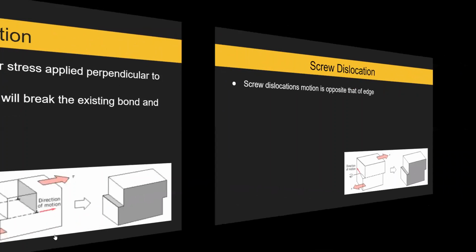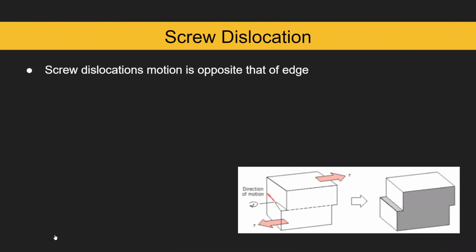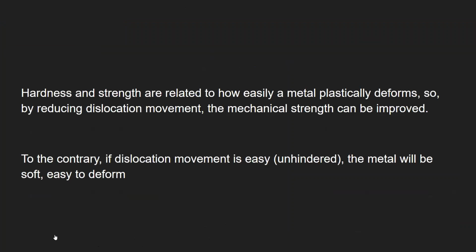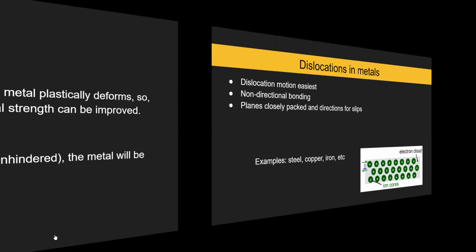And compared to the screw, it is the opposite. You can see in this image the direction of motion is facing a different way, and you can see how that material has been affected by its direction of motion. So hardness and strength are related to how easily metal plastically deforms. So by reducing dislocation movement, the mechanical strength can be improved. As opposed to that, if dislocation movement is easy, the metal will be soft and easy to deform, which I'll go into later in detail right now.